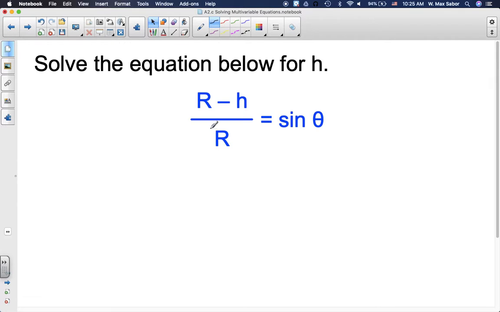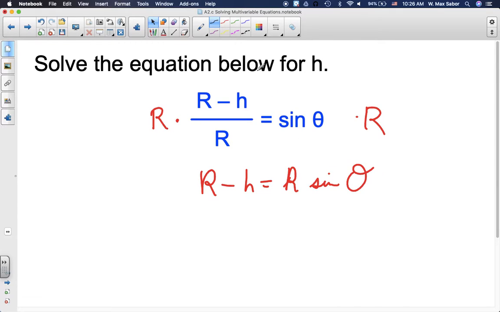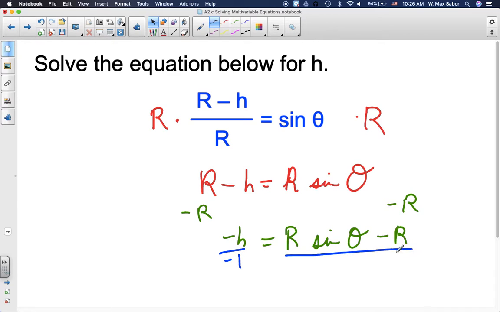Solve the equation below for h. Well, we want to get rid of this r. If you don't know what the right side of the equation is, that's fine. You don't need to in order to do this. This is sine of theta. Now we subtract r from both sides. So we get negative h equals r sine theta minus r. Lastly, we divide by negative 1, divide by negative 1. H equals negative r sine theta plus r. Yay.